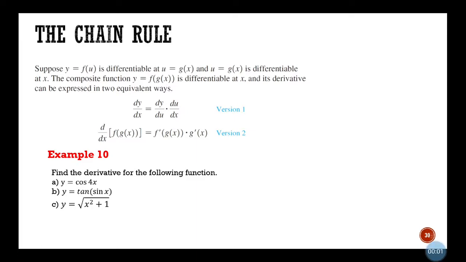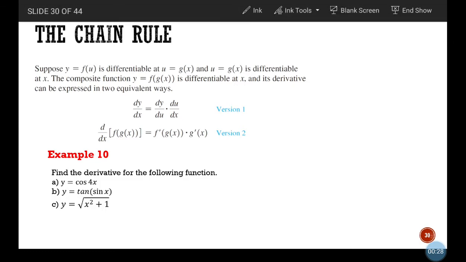Okay, class. So now we come to the next section of our chapter 3, and I guess this is the last subtopic that we are going to discuss for today's asynchronous lecture, which is the chain rule. Okay, chain rule ni sebenarnya digunakan untuk differentiate function.